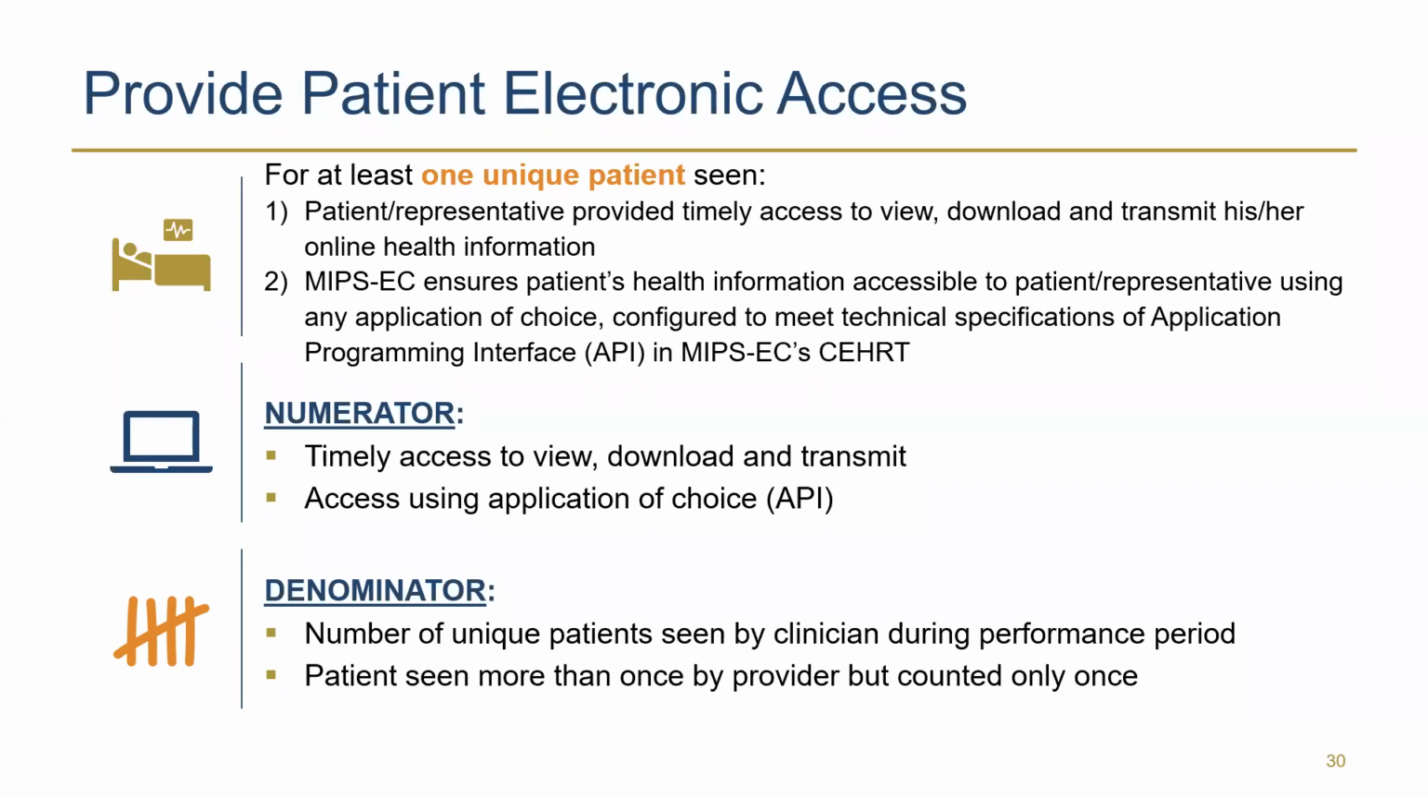For this measure, the denominator is the number of unique patients seen by the clinician during the performance period. There are times that a patient may be seen by the provider more than once during the time, yet these patients are only counted once in the denominator. The numerator is the number of patients in the denominator who are provided timely access to view their information. This could include the patient's representative instead of the patient. Yet patients with a representative are only counted once also.